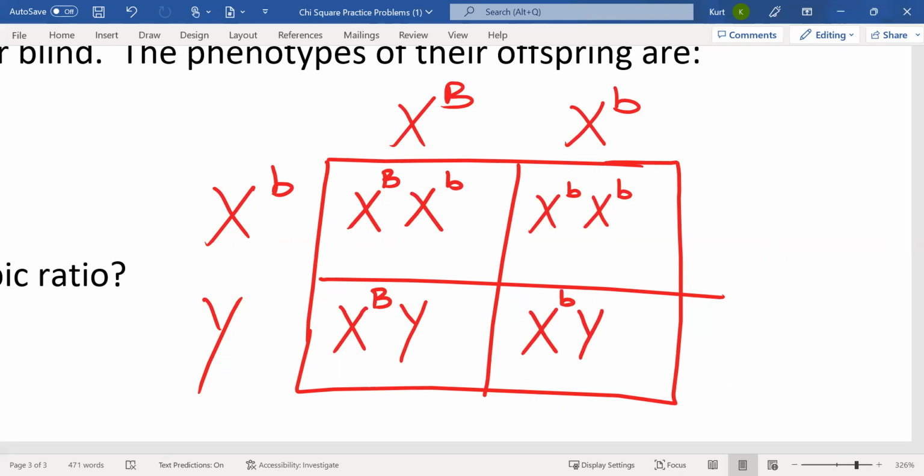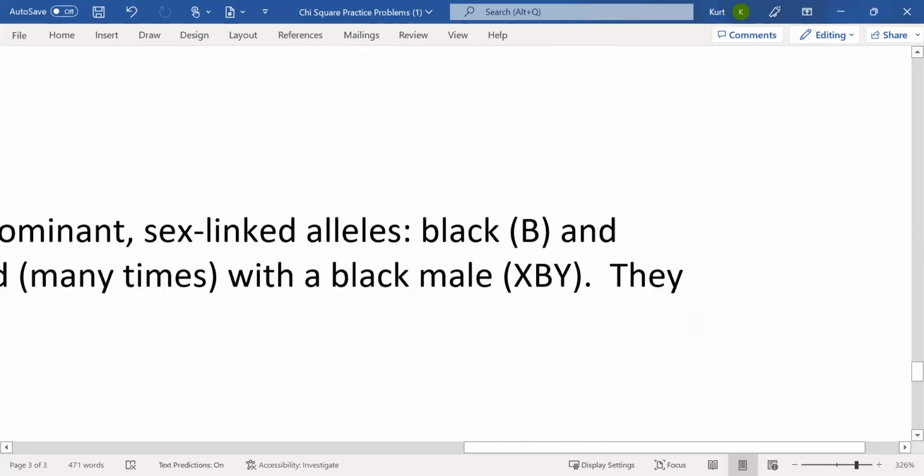That male, that's a male. What is the male's phenotype? Colorblind. What is his genotype? Hemizygous recessive. Let's go down to the cats.